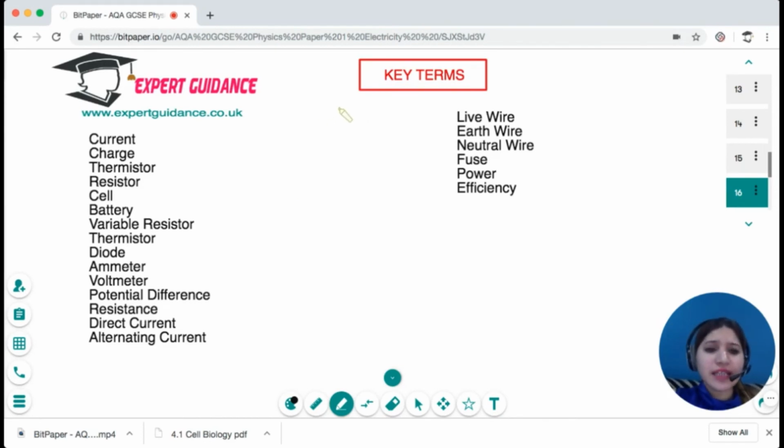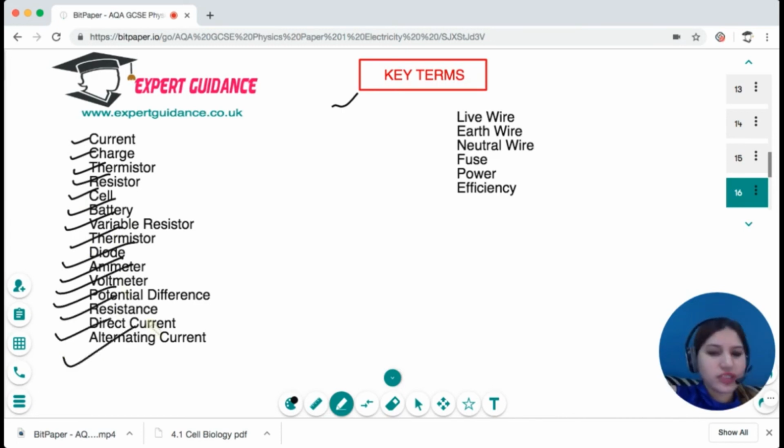Now let us look at the key terms we saw in this topic. What are current, charge, thermistor, resistor, cell and battery, variable resistor, diode, ammeter, voltmeter, potential difference, resistance, direct current, alternating current, live wire, earth wire, neutral wire, fuse, power and efficiency? You can pause this video, have a go over these key terms, and then come back and check the answers. All these key term definitions you can find on my website. The link is mentioned in the description box below.